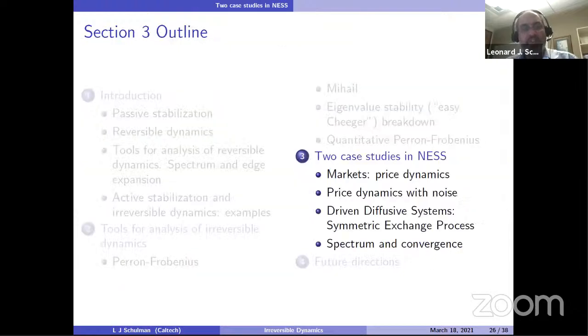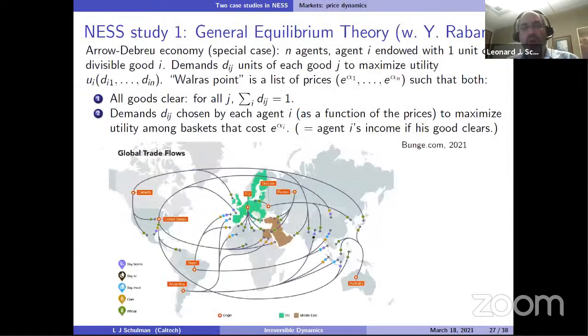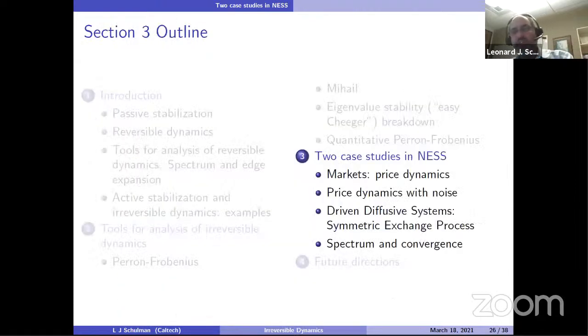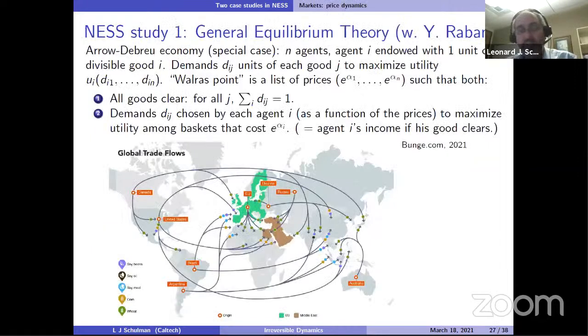So I'll skip over this because I do want to get to talking a little bit more about two case studies. So I promised you before. There are these two case studies. One is going to be about economic markets, and one about driven diffusive systems. And I'm going to drive myself through these two examples at top speed, unless interrupted, which you should still interrupt me. Case study 1. This is work with Yuval Rabani.